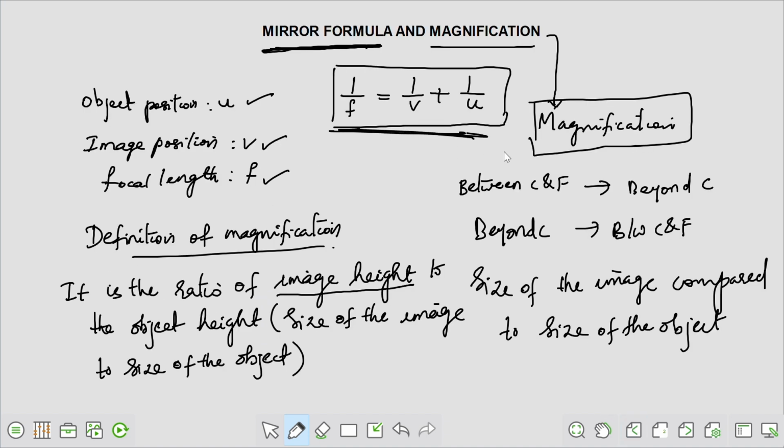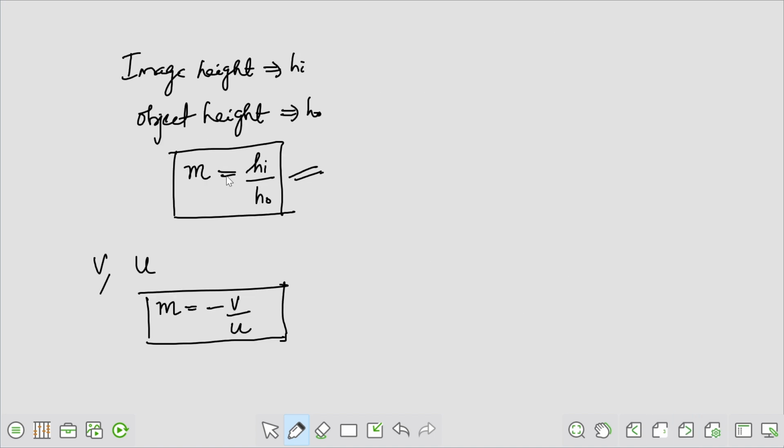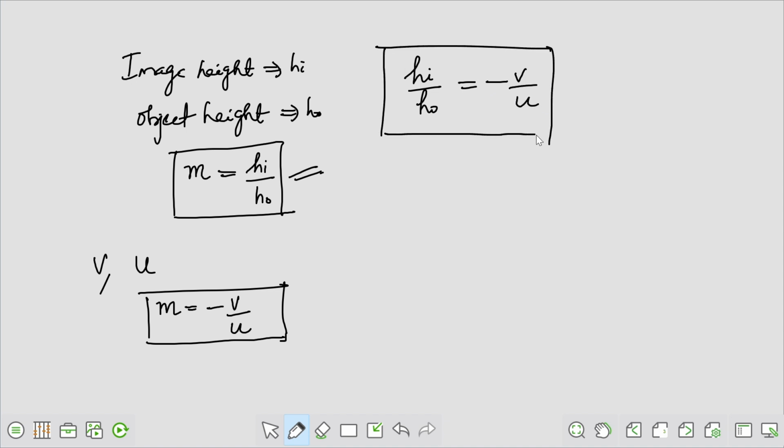Okay, yes, now let's proceed. So now we have two formulas for magnification, one in terms of height, another in terms of distance. Now let's combine both of them. So you can write hi by ho is equal to minus v by u. When you combine, you will get this. This is the combined formula.